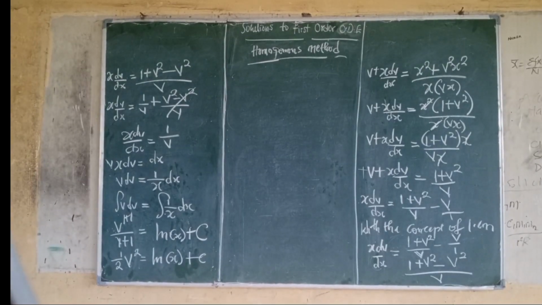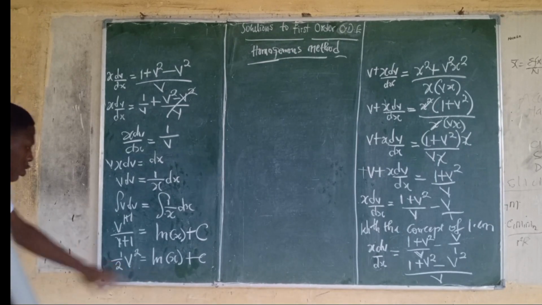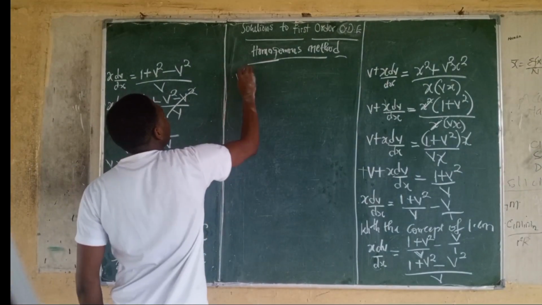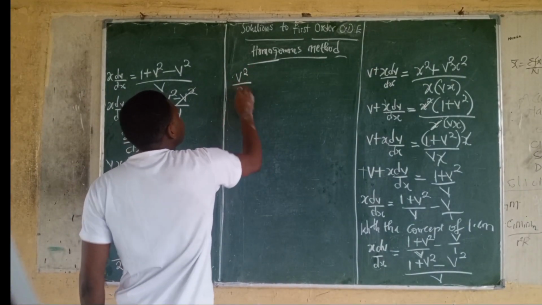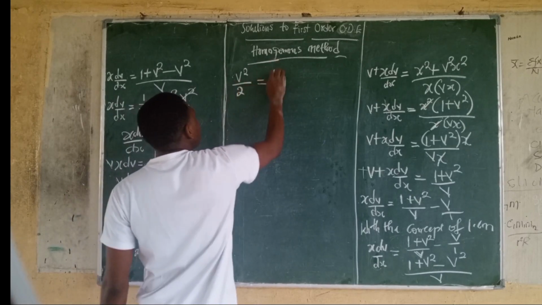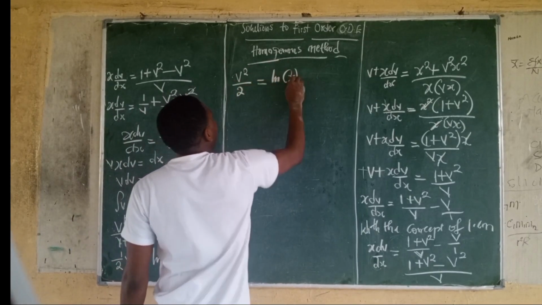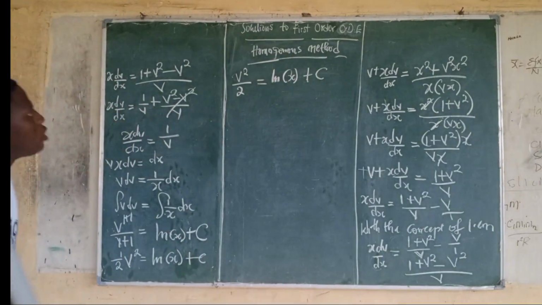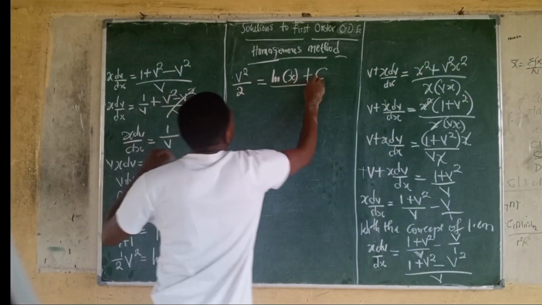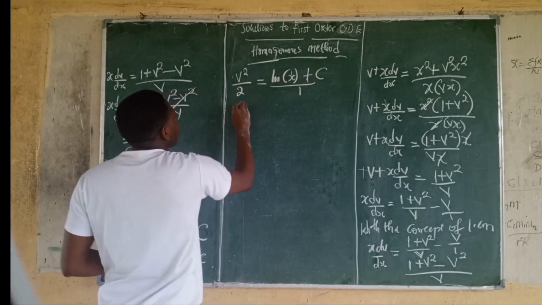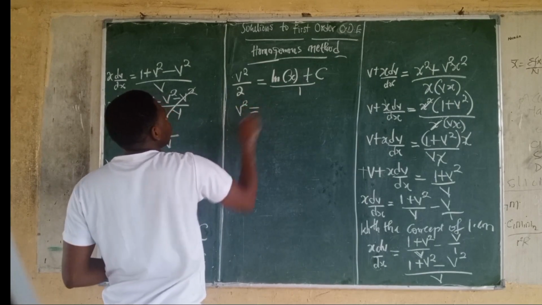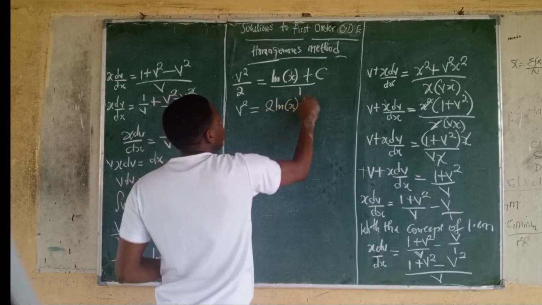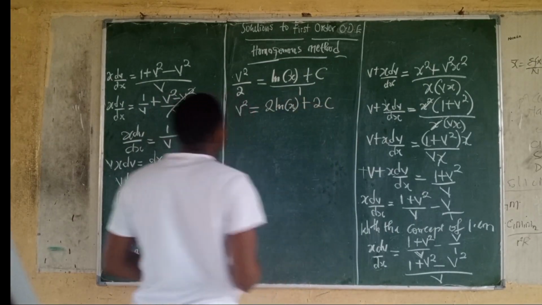So what do you think we can do to this side of the equation? This side of the equation can be written as v squared over 2, and this is equal to ln x plus c. So we can cross multiply. If you cross multiply, we are left with v squared is equal to 2 ln x plus 2c.